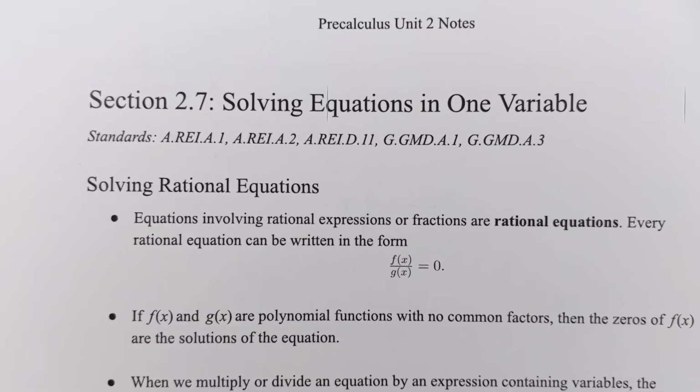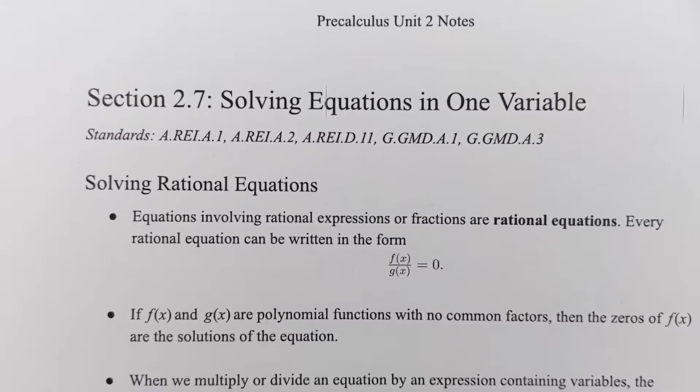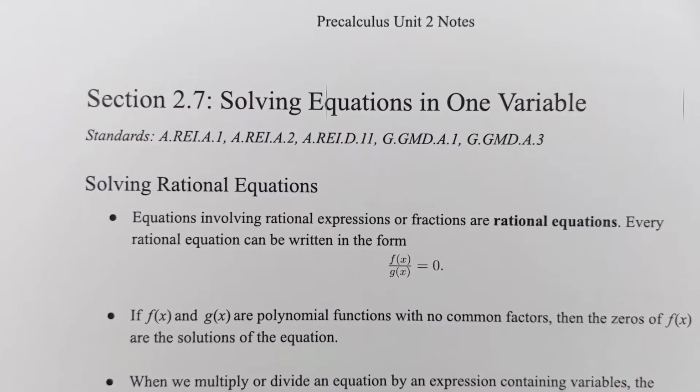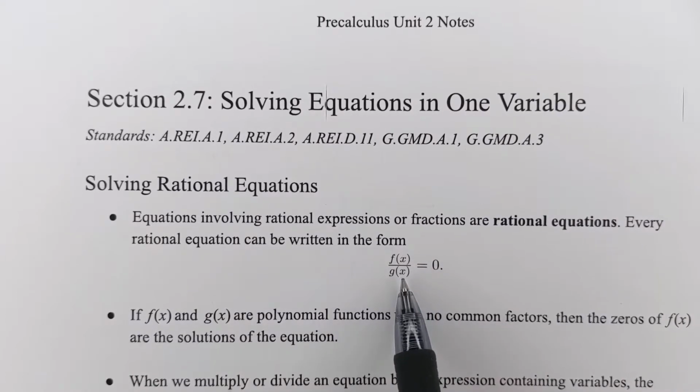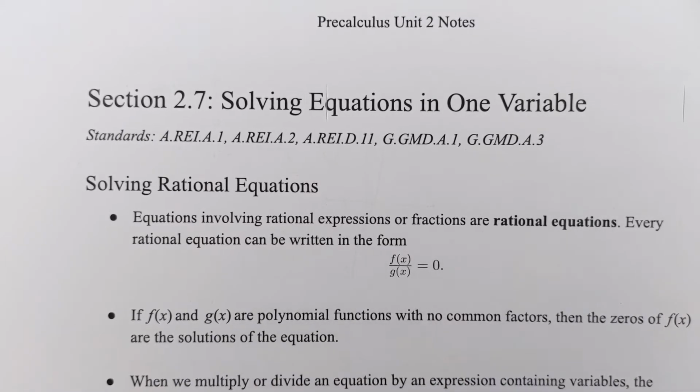All right, here we got the notes for section 2.7, solving equations in one variable. So the first type we're going to solve is rational equations. Rational equations involve rational expressions or fractions. Every rational equation can be written in this form: some function of x divided by some other function of x is equal to 0. If f of x and g of x are polynomials, then the zeros are the solutions.